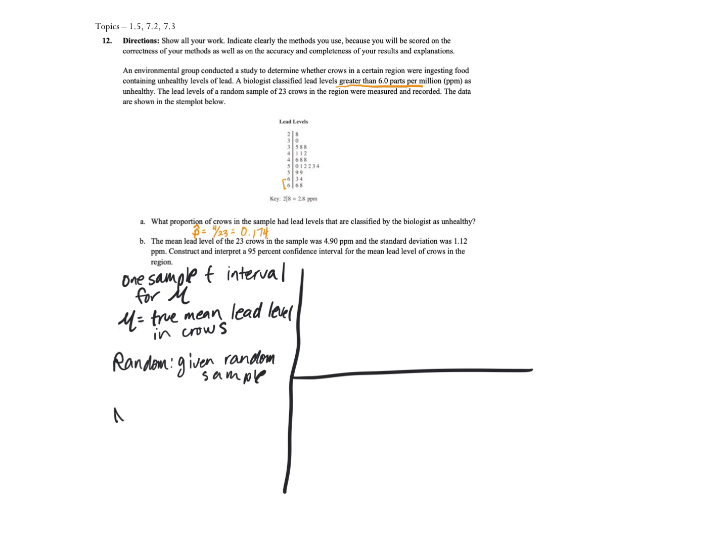What about the normal condition? No major skewness in the sample. Can we just use a stem plot? Yeah, you guys, a stem plot is a graph, and even though it doesn't look like it, I'm going to give you just a real quick visual here.